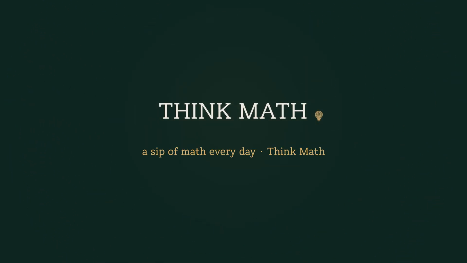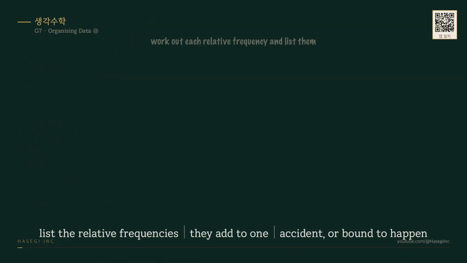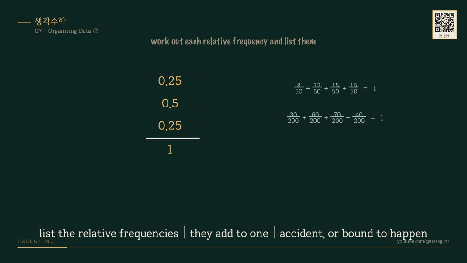Think math. Work out the relative frequency for each class and list them down the page. 0.25, 0.5, 0.25. They add to 1. Try other data, or split into different classes, and it is 1 again. Is that a happy accident, or did it have to happen?